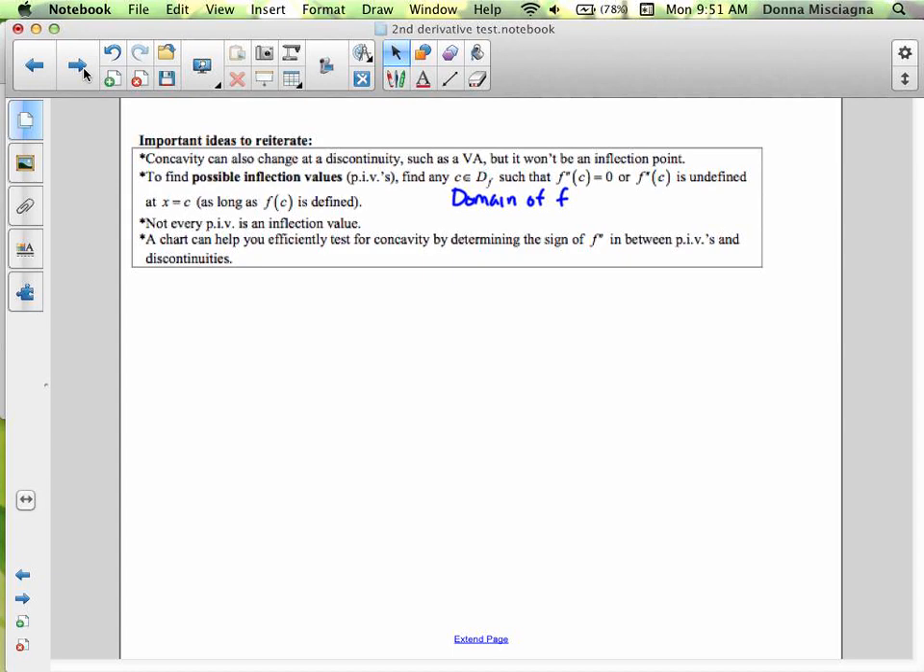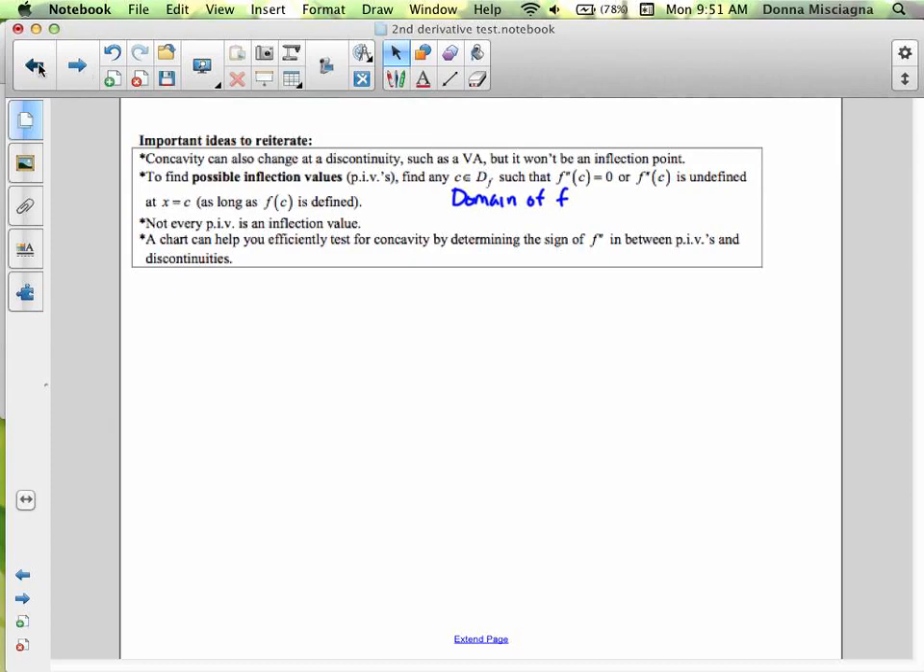So what that's saying is the second derivative could be undefined for a certain value, but that can still be an inflection point so long as it's defined for the original function. Right? So you can be undefined for one of the derivatives, so long as you're defined for the function, then that can be an inflection point. Not every possible inflection point is an inflection value. If there's no change in sign, then there's no change in concavity, which means it's not an inflection value.